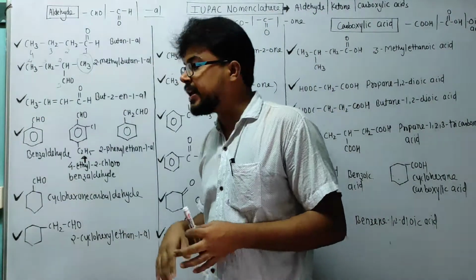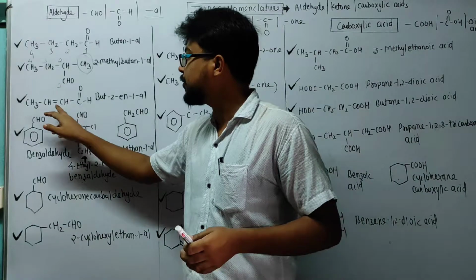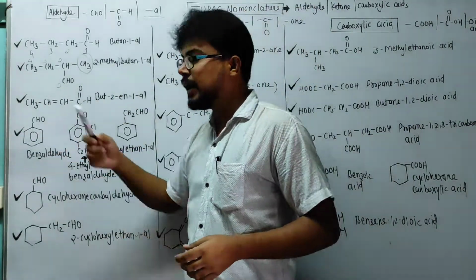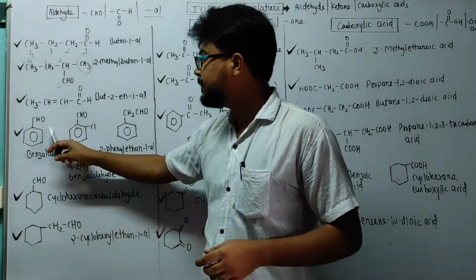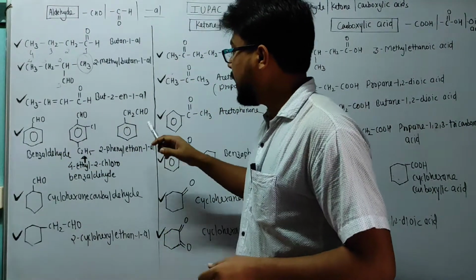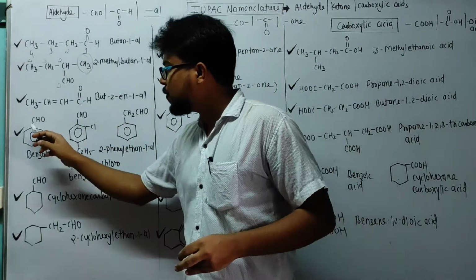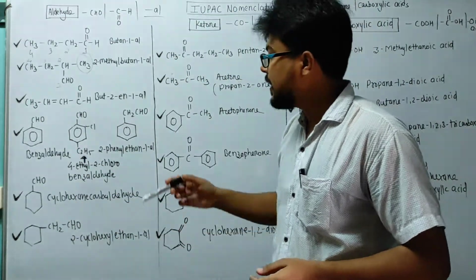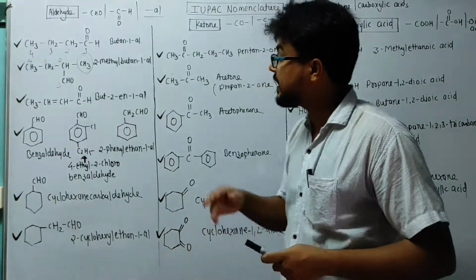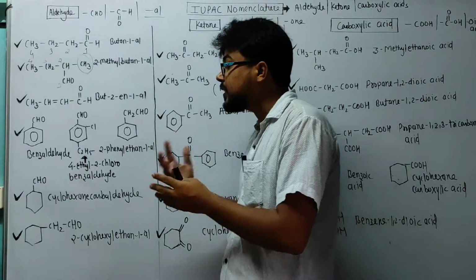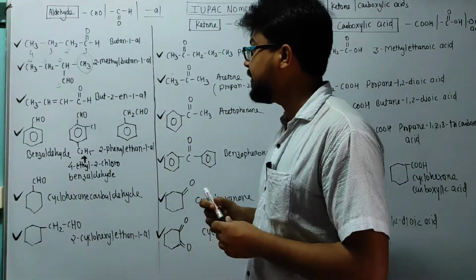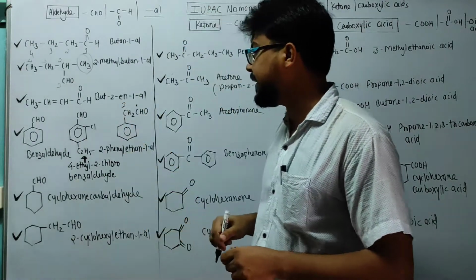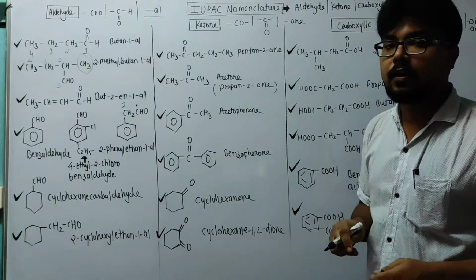If a double bond is there, then same thing, but 1, 2, 3, 4, 2 en, 1 al. If a benzene ring is there, then benzaldehyde. If the CHO group is directly connected with the benzene ring, then it is benzaldehyde. If the CHO group is not directly connected with the benzene ring, then it will not be benzaldehyde. It will be treated the same as the earlier concept, 1, 2, 2 phenyl ethane, 1 al.